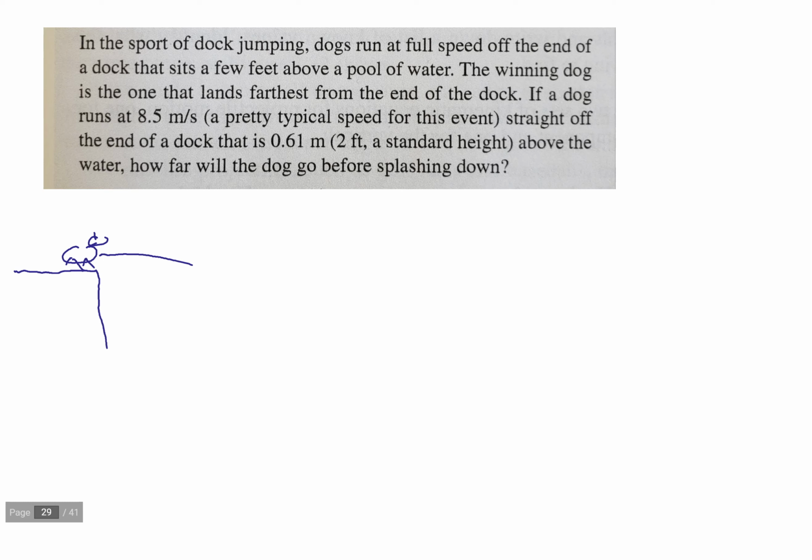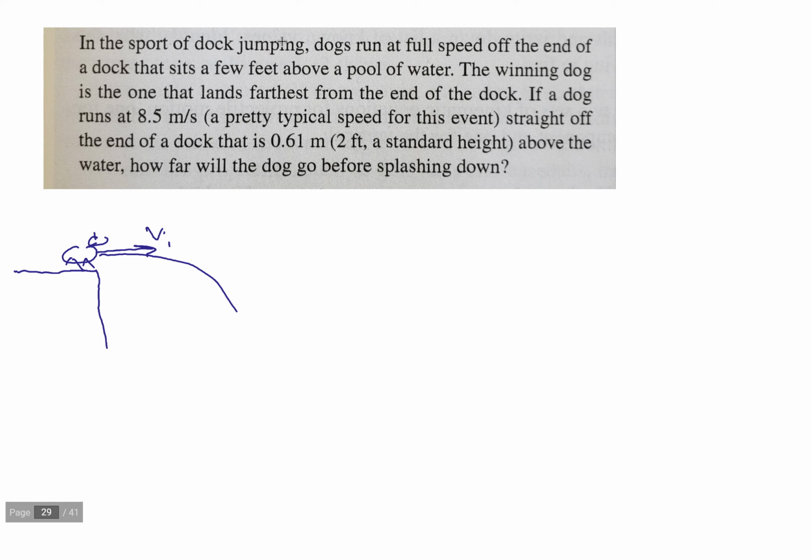And then of course gravity is going to pull us down, right? And that's where the two-dimensional motion part comes into play. So we run straight off the end of the dock. That means our initial velocity is directly horizontal, okay? So that's your v sub i. Now, as time goes on, of course, we're going to start to gain a vertical component to the velocity, but initially we have just a horizontal component to the velocity in the x direction.